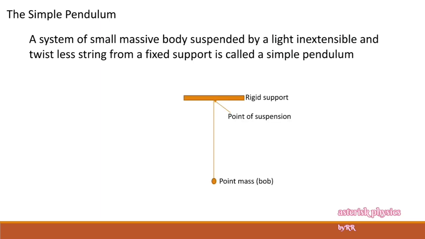Now this is the diagram of a simple pendulum. There you can see a point mass which is called the bob. You can also suspend a stone by using a thread. That will also act as a simple pendulum. So in the case of an ideal simple pendulum, the bob should be point-like but of large mass. It is suspended from a rigid support, where you can see the point of suspension, by using an inextensible and twistless string. This arrangement is called a simple pendulum.